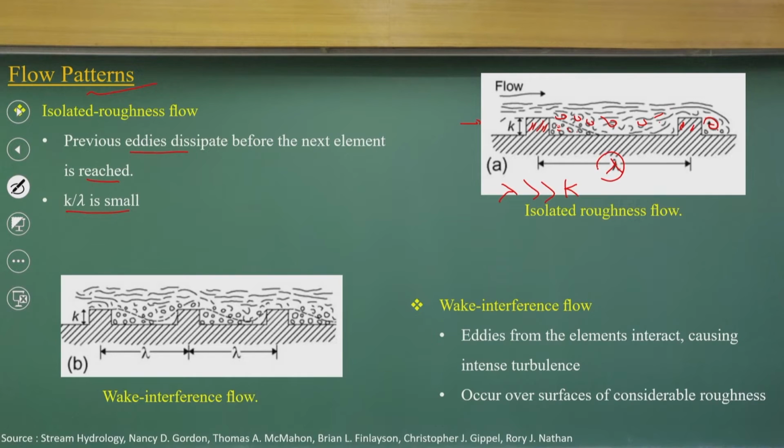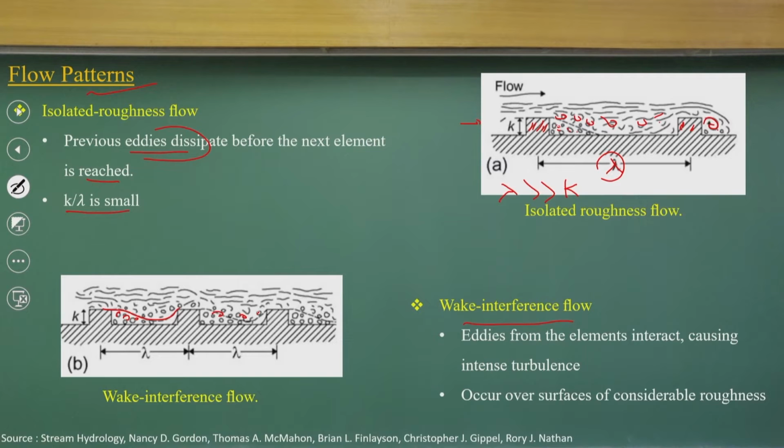Looking at the flow pattern behavior, the eddies formed by this element are dissipated by the time they reach the next one. That is the basic idea. But if you have a wake interference flow, so again, if you decrease lambda, that means the eddies formed will interact with the next one, and the next one interacts with the next one. So, they are not independent, isolated cases.